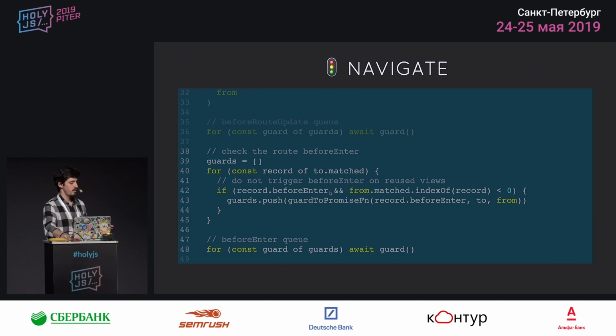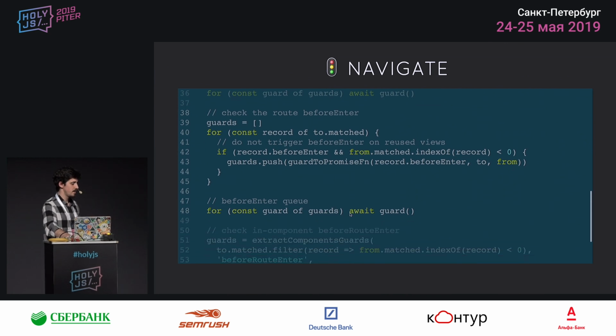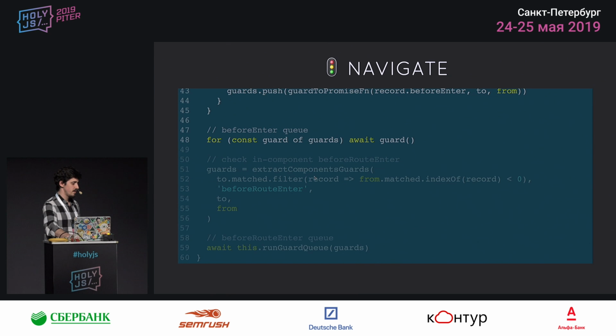We verify that there is a before enter if there is one, and we were not on that component before, so it's not on the from, the location we were at. We push that to the guards, and then we execute them the same. And then we have the same for the before route enter, so the filter is going to be different. It's going to be the ones that were on to, but were not on from, so the new ones.